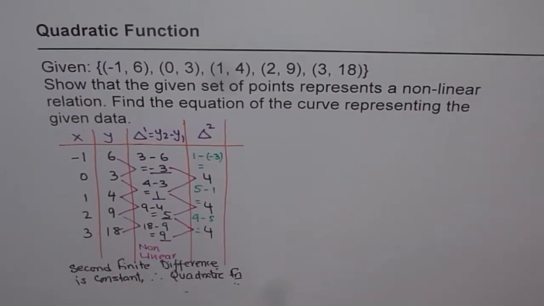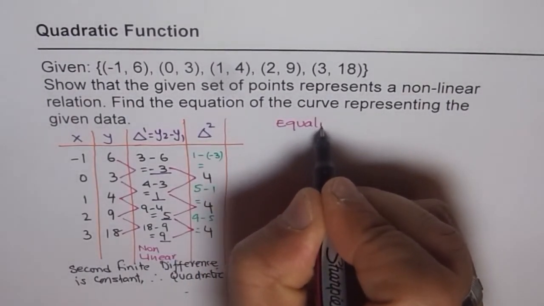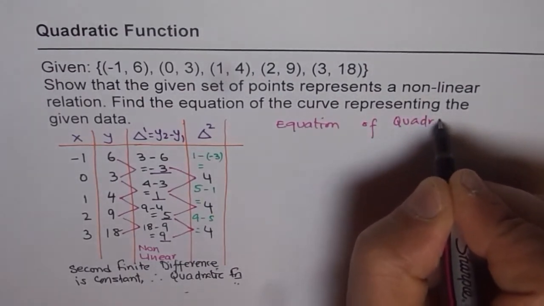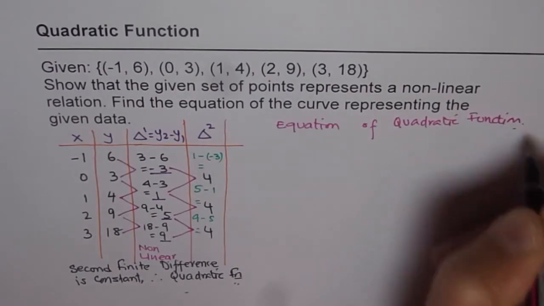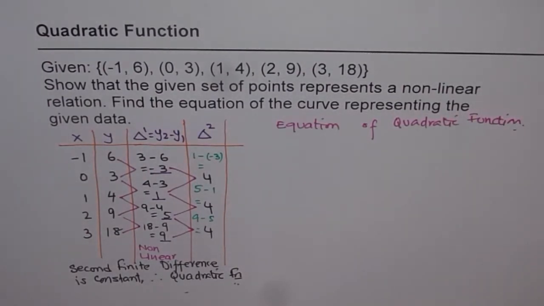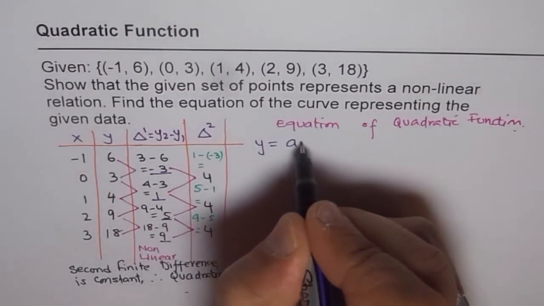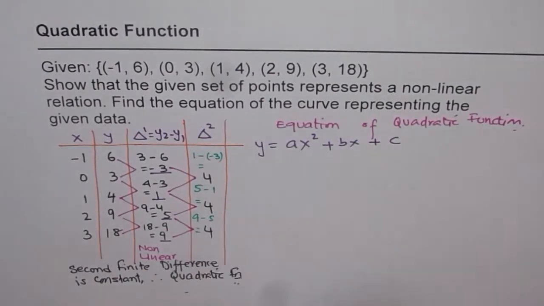Now, let's try to find equation of the quadratic function, right? So this is the next part. So we've done the first part of it, and then let's do equation of quadratic function. So in general, the equation of quadratic function can be written as y equals to ax square plus bx plus c. So that is the general equation of quadratic equation.